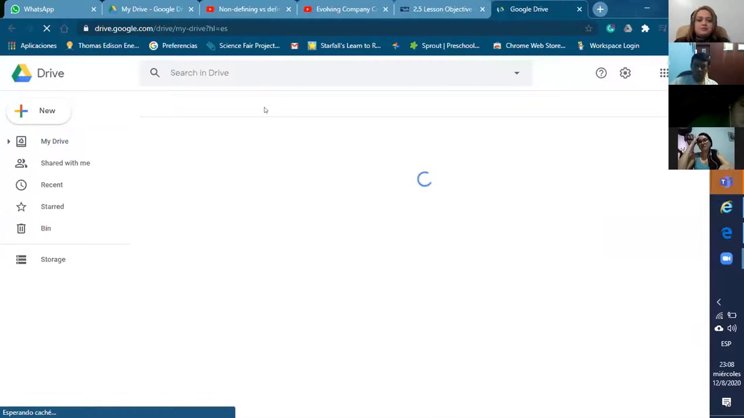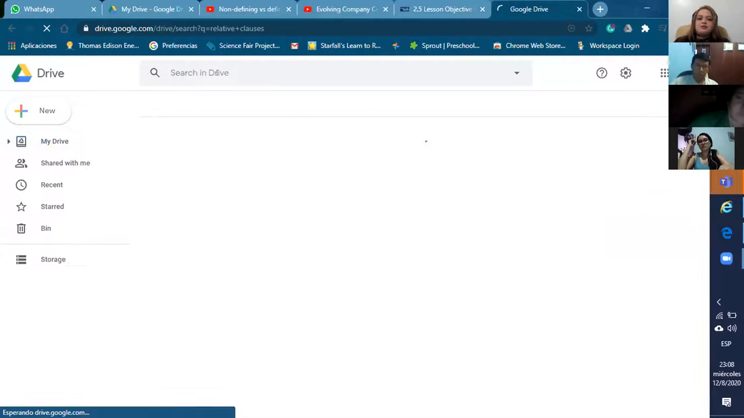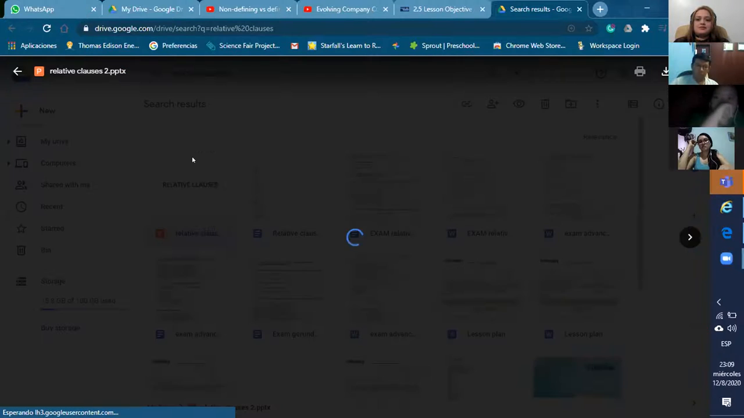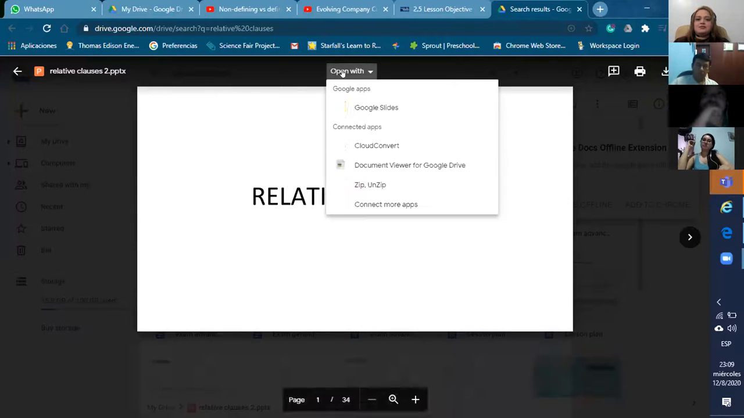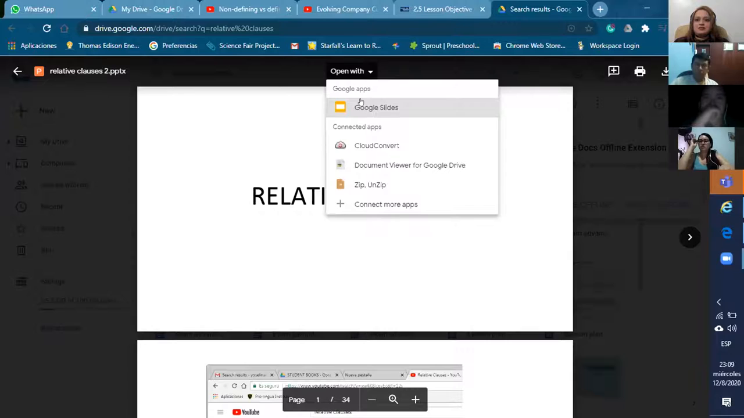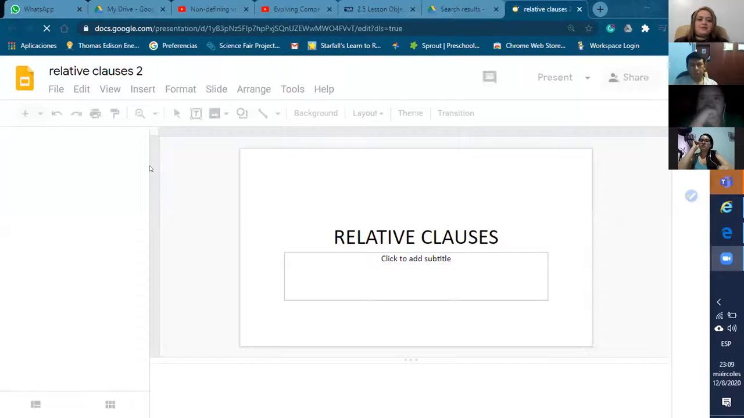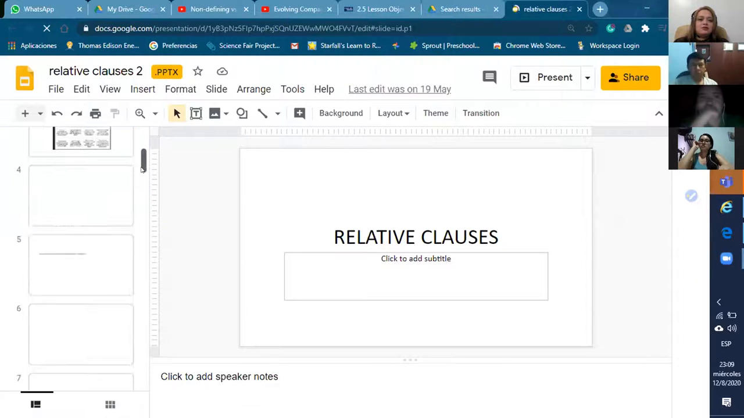Look, let me open the file. We're going to do an exercise here. And we can do it all together as a class, all right? Help me define what the relative clause is. Here it is. Pay attention, everybody. It's loading. Let it load.